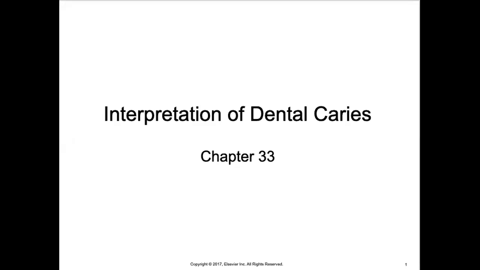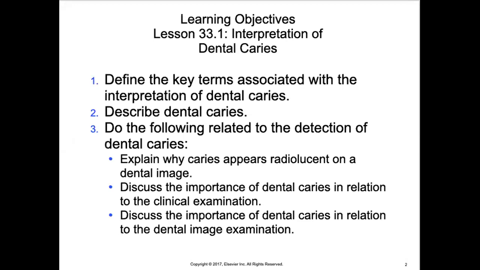All right, so today we're going to be talking about interpretation of dental caries. This is chapter 33 of your dental radiography textbook. Things that we'll be discussing in this chapter are describing dental caries, any key terms related with caries, and explaining why caries appears radiolucent on a dental image. Remember, that means dark.